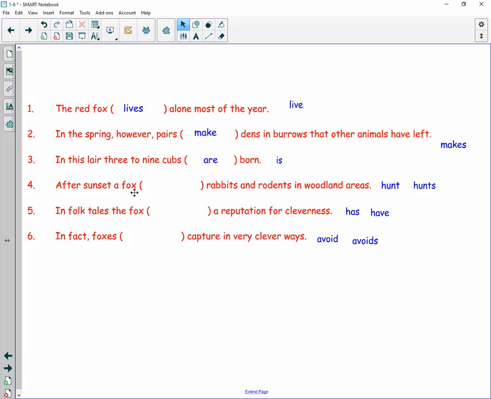After sunset, a fox blank rabbits and rodents in wooded areas. Fox doesn't have an S, so your verb does. In folk tales, the fox blank a reputation for cleverness. Fox doesn't have an S, so your verb does. In fact, foxes blank capture in very clever ways. Foxes has an S, so your verb doesn't.